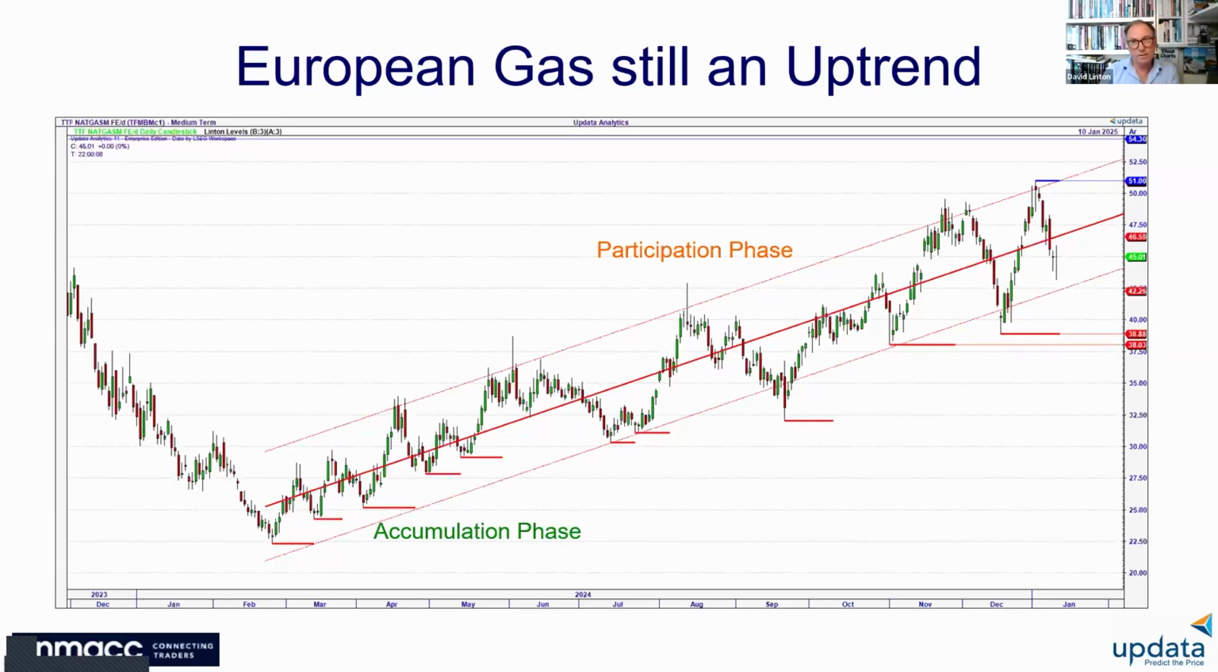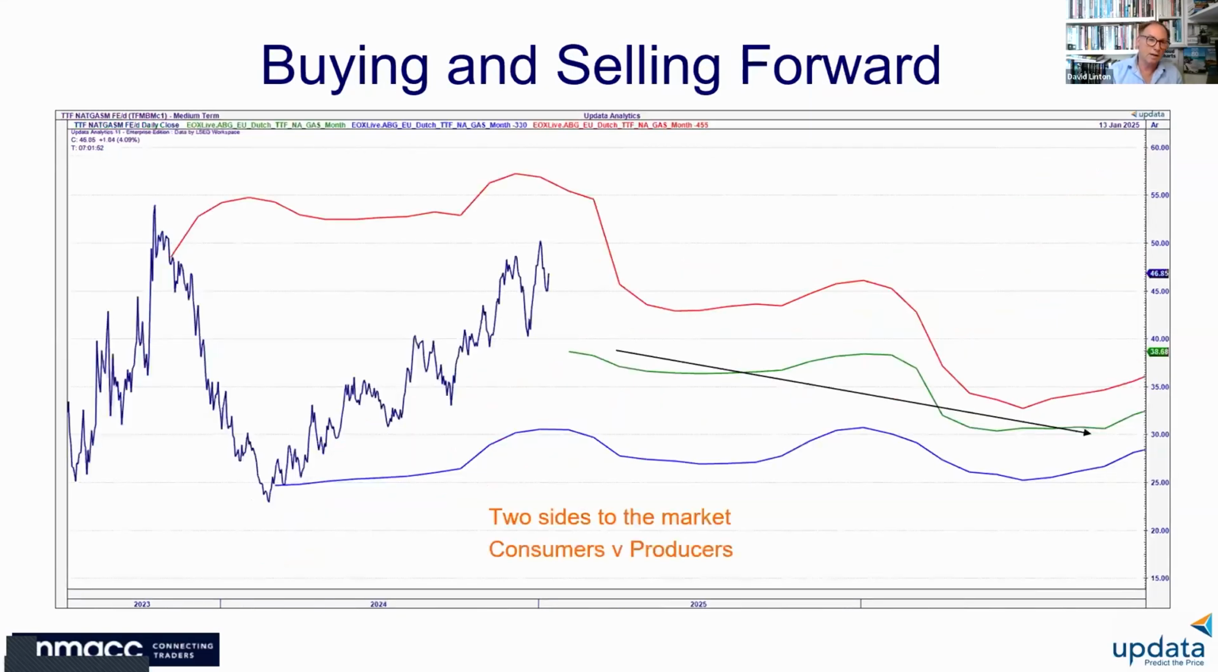Before I give the targets for gas, another thing to think about is that the market is always two sides. I deal with a lot of consumers, procurement and people buying gas and power, and for them, higher prices are bad. Of course, if you're a producer, then higher prices are good. It's quite interesting looking at the forward curves overlaid on the chart. We see that the sentiment is that we still see future prices lower. So that's quite interesting, that there is still a trend.